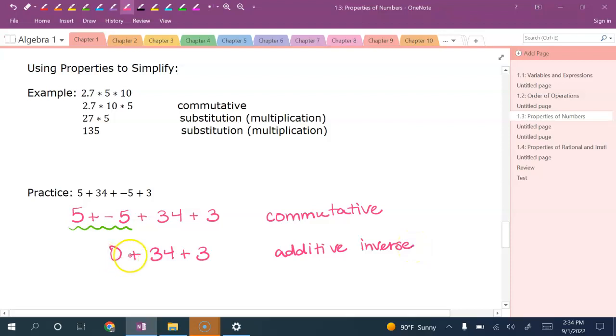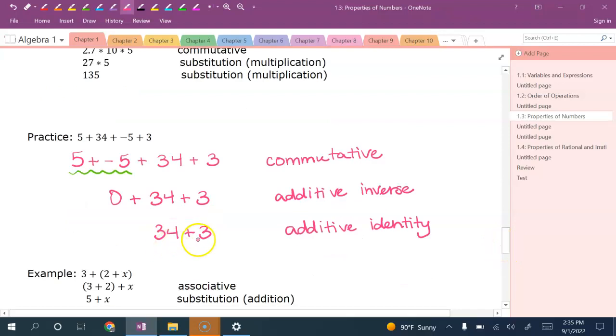Now, if I add 0 to anything, it's not going to affect the answer, so I can basically drop the 0 from my problem now and just have 34 plus 3, and that would be the additive identity. And the last thing I really have to do is add those two numbers together and get 37. And so I would say I used substitution. And I'm just going to put addition after that, or add for short. Or you could do a little plus sign if you wanted to.